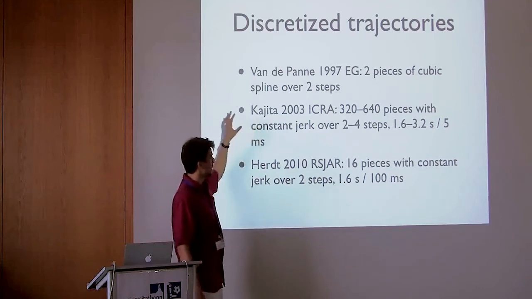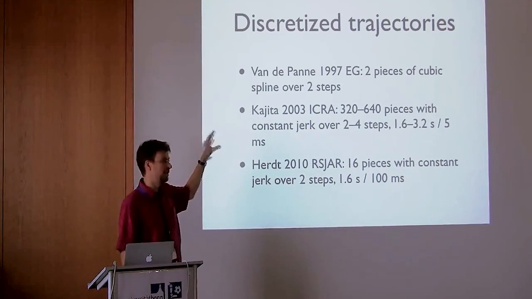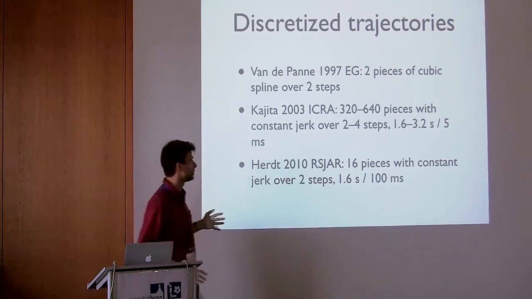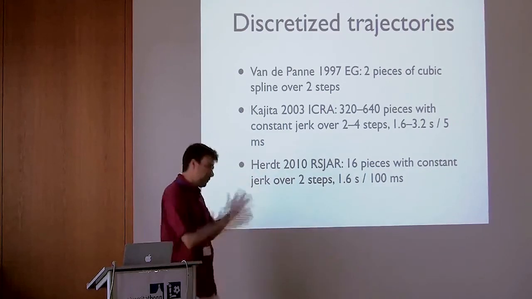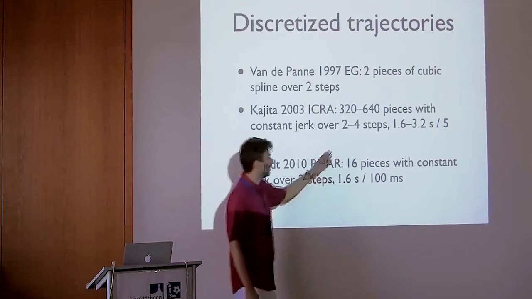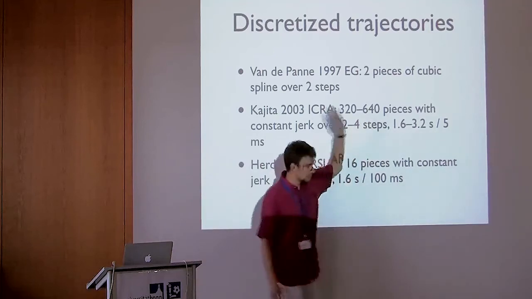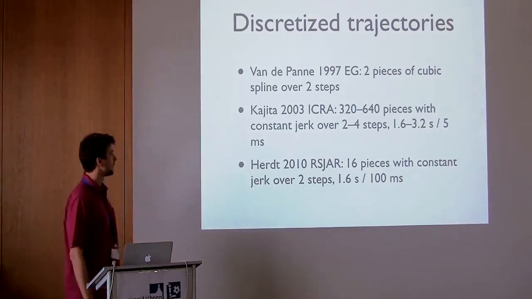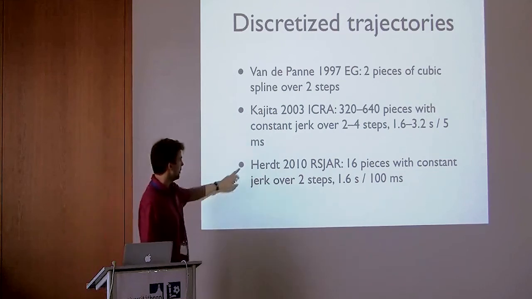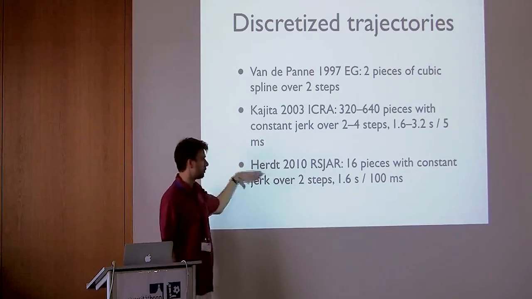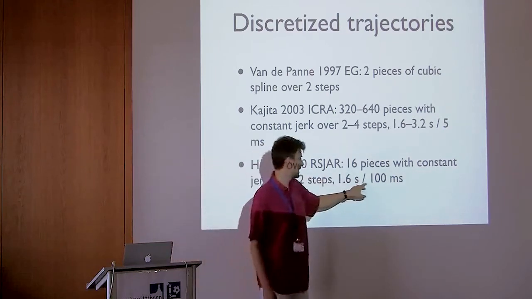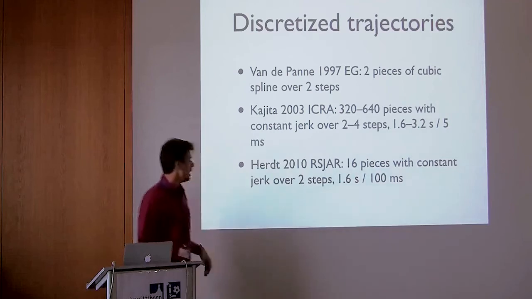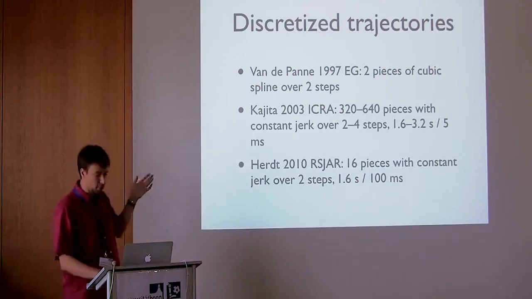Kajita in his original paper for ZMP preview control was quite extreme. He was using samples every 5 milliseconds for 2 to 4 steps. So that means 600 pieces for this trajectory. And so Arne Hertz was my PhD student, and we just proposed to use pieces every 100 milliseconds and pieces with constant jerk, so cubic splines.